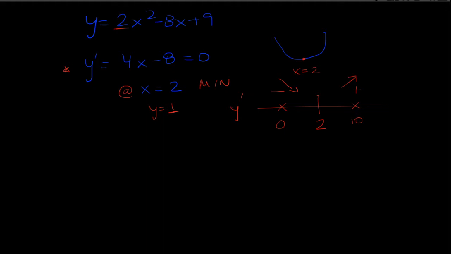And then the other way to do this is to use the second derivative test, where the second derivative is 4, meaning it's concave up, so there has to be a local minimum. Similar to what I said in the beginning here.